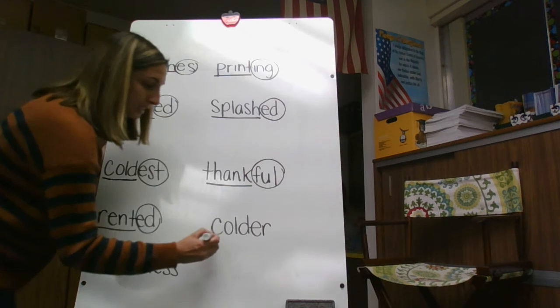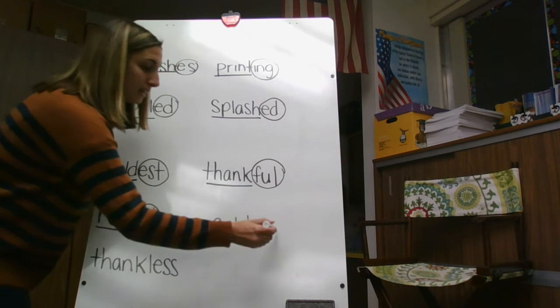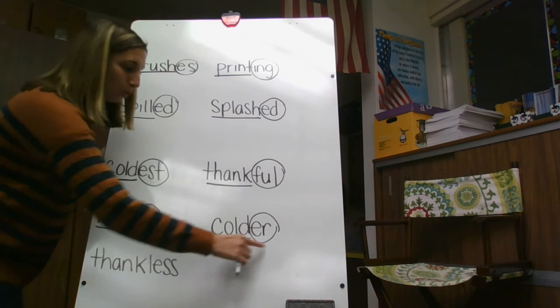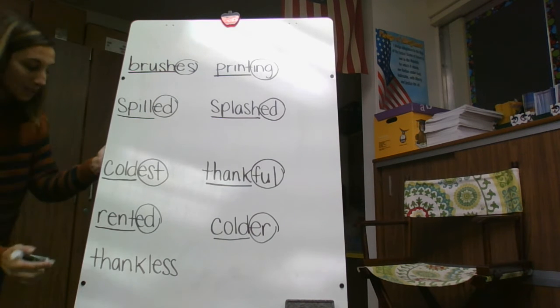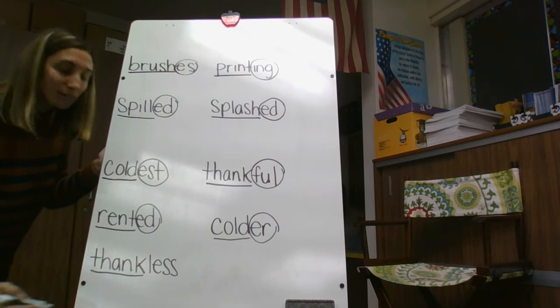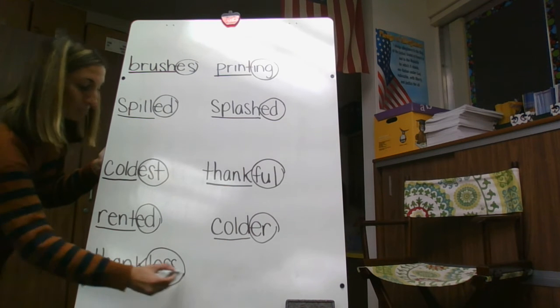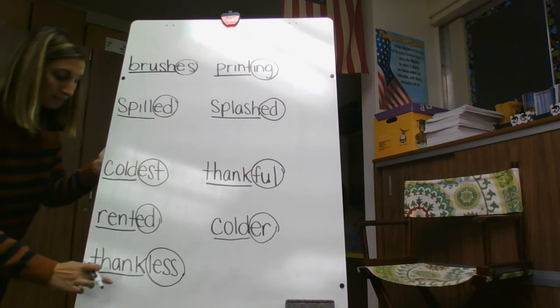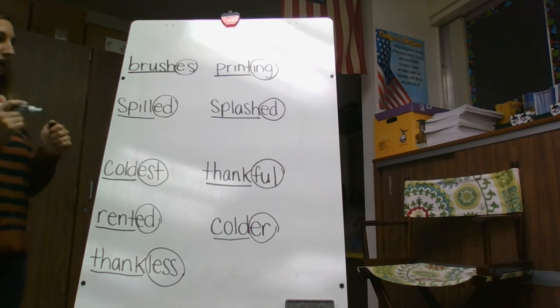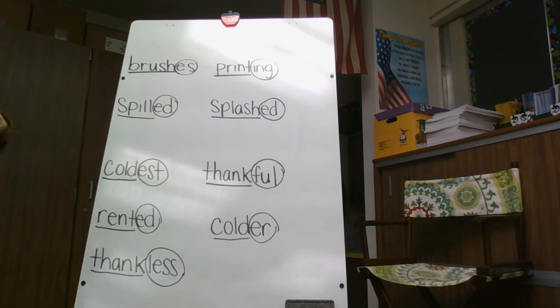Come over here. My base word, cold. My suffix, er. My whole word, cold, colder. Good. And the last one, base word, thank, right? My suffix, less, that means without. My whole word, thank, thankless. Very good.